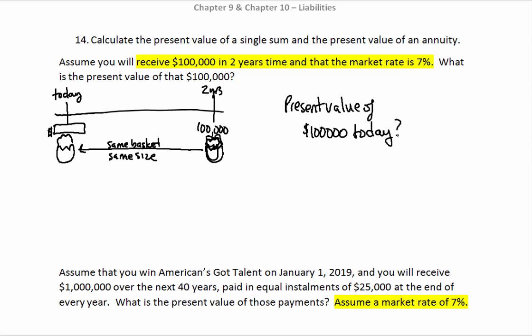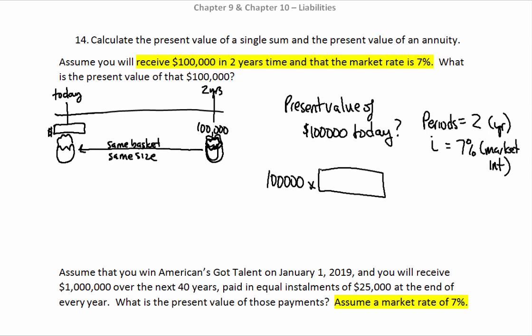So I need to know two pieces of information: the number of periods that have passed, which in this case is 2, because that stands for years, and the market interest rate, which here is 7%. Remember, when we're dealing with time value of money, we want the market interest rate. So we know those two pieces of information: 2 periods and 7%. I need to take the $100,000 and multiply it times a factor, and this factor I'm going to get from the present value tables.